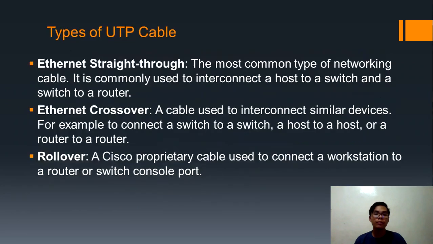Types of UTP cable. The Ethernet straight-through is the most common type of networking cable. It is commonly used to interconnect a host to a switch, or a switch to a router. Ethernet crossover is a cable used to interconnect similar devices. For example, connect a switch to a switch, a host to a host, or a router to a router.